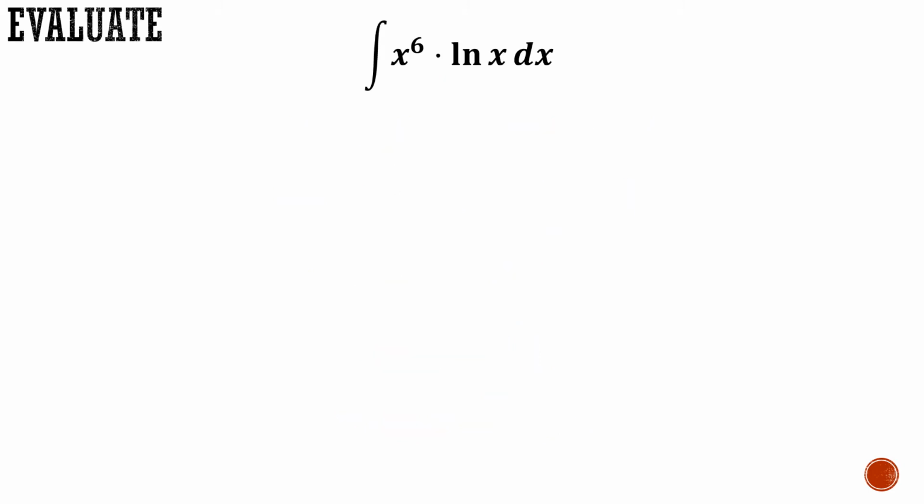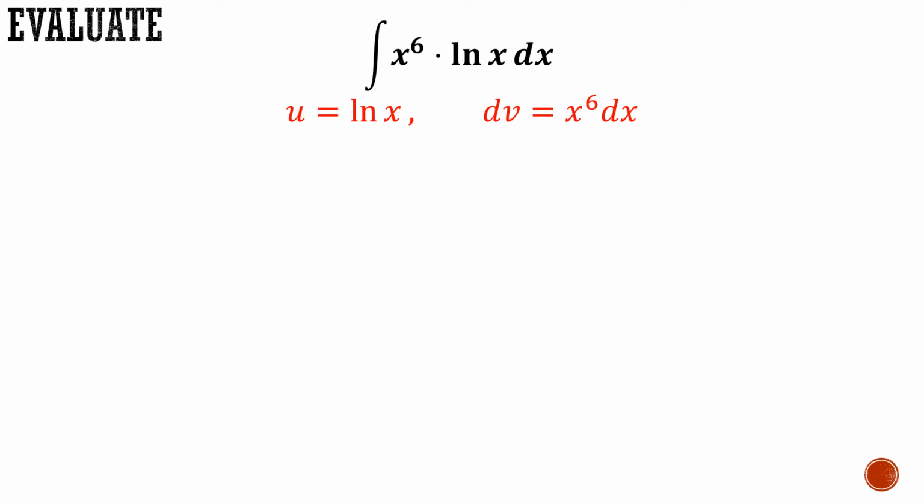All right, so our next example, we have the integral of x to the 6 times ln x dx. Looking at this problem, I have an algebraic, which is x to the 6, and I have a logarithmic, which is ln x. Using LIATE, L comes before A, so I'm going to use my u to be ln x. And if ln x is u, what's left over in the problem is x to the 6 dx, so that's going to be my dv.